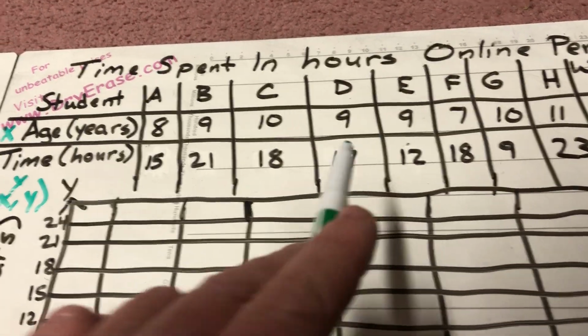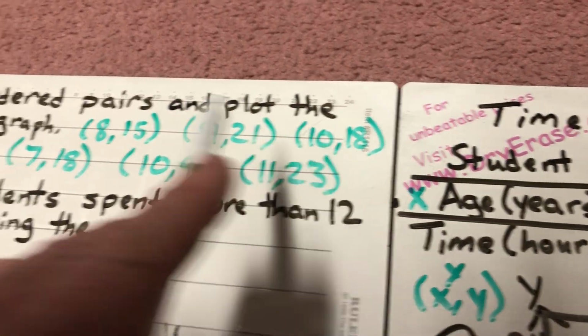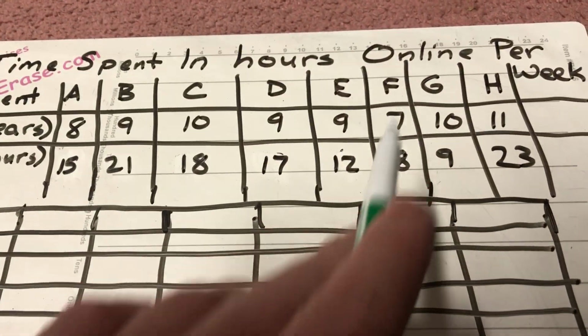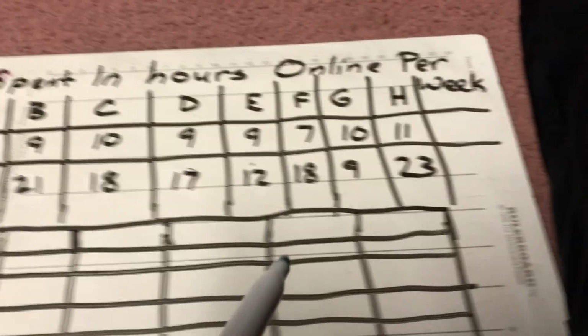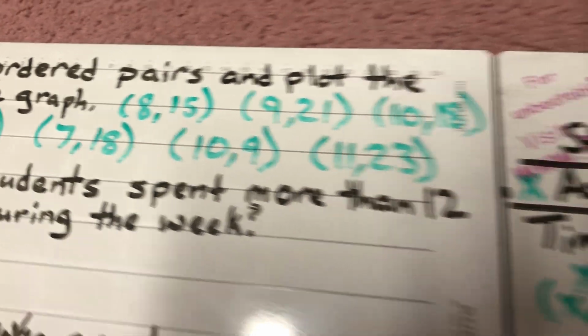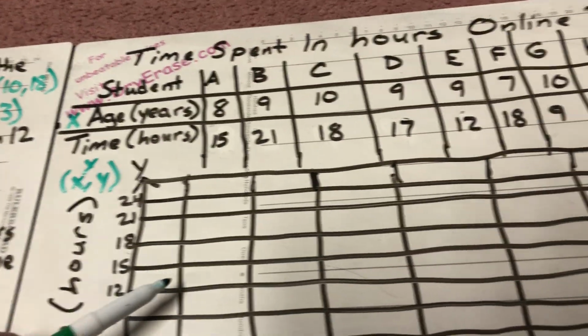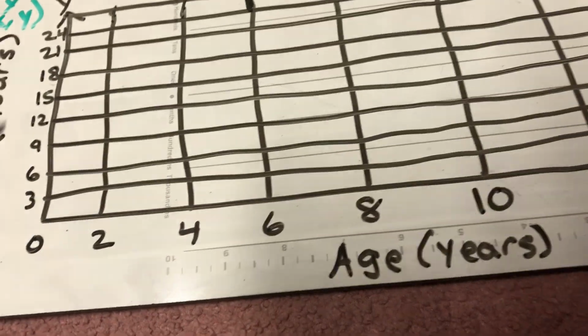8, 15, 9, 21. 10, 18, 9, 17. 9, 12, 7, 18. 10, 9, 11, 23. So we've written all the ordered pairs. Now we need to plot them on the graph.